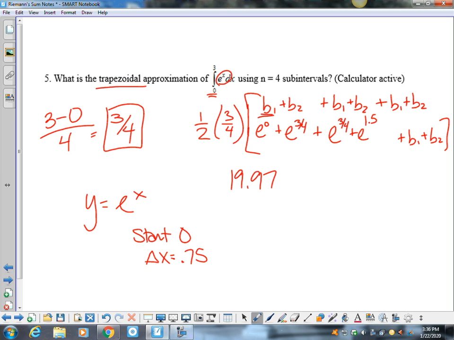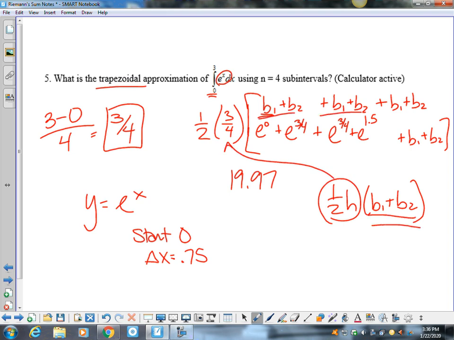The point is, don't forget the trapezoid part, the 1/2 height, base 1 plus base 2. So we have this out front, but you have to do this for each of the 4 trapezoids. So like I said, push pause, type it in, get all your decimals, and make sure that you're getting a 19.97. And then hit play when you're good.